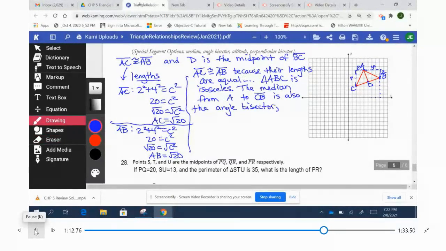So the median from A, which is the vertex angle, to CB, happens to also make it the angle bisector, altitude, and perpendicular bisector. So all four.